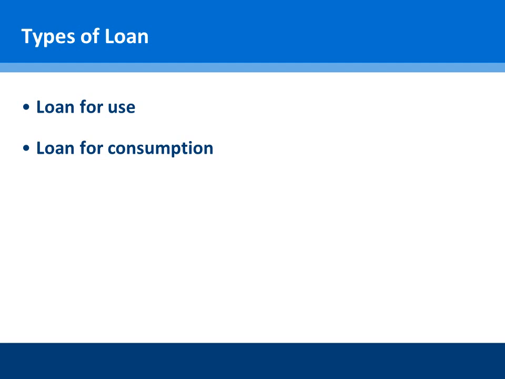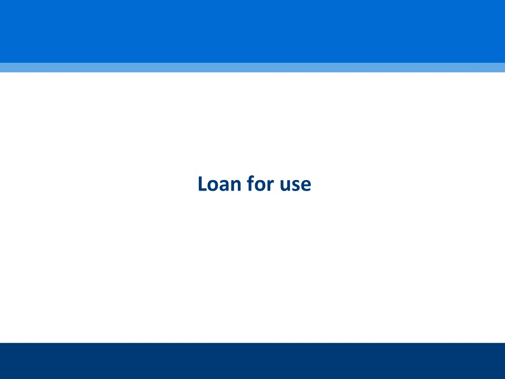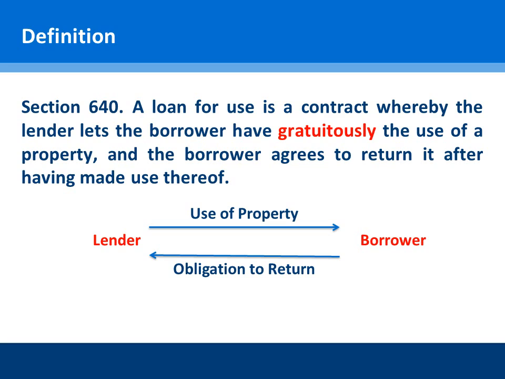Loan contract. There are two types of loan under the Thai Civil and Commercial Code: loan for use and loan for consumption. Loan for use. According to Section 640 of the Civil and Commercial Code, loan for use is a gratuitous contract. This means that it creates obligations only on one party, the borrower. Because this contract is defined as an agreement whereby the lender lets the borrower use the property and the borrower agrees to give the property back after a period of time.